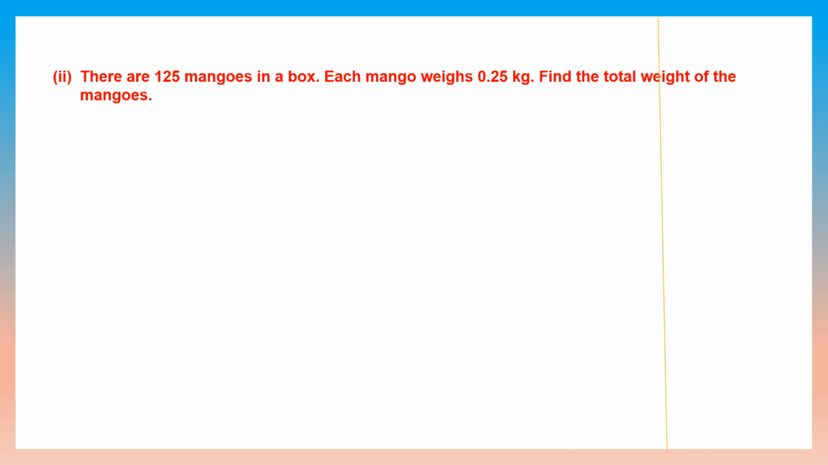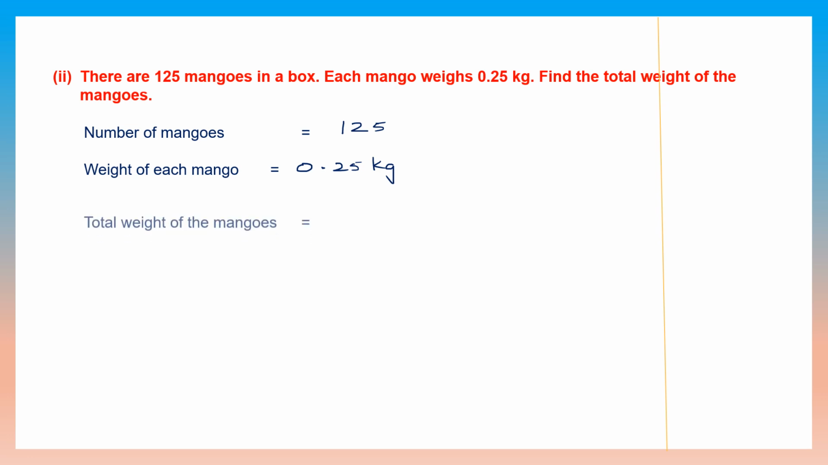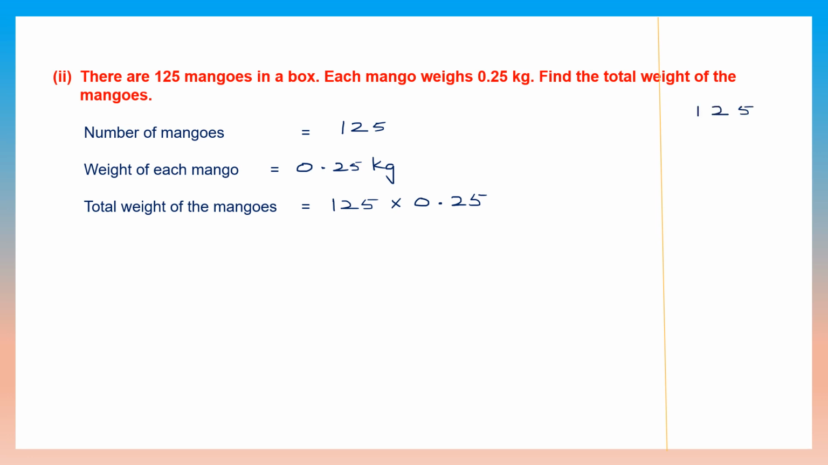So let's begin with the statements. Number of mangoes, there are 125 mangoes. So what is the weight of each mango? The weight of each mango is 0.25 kg. Now we need to find the total weight of the mangoes, which is the number of mangoes, that is 125, into the weight of each mango, that is 0.25. So this is multiplication. So 125 into 0.25. Let's ignore the decimal point. So that will be 125 into simply 25.